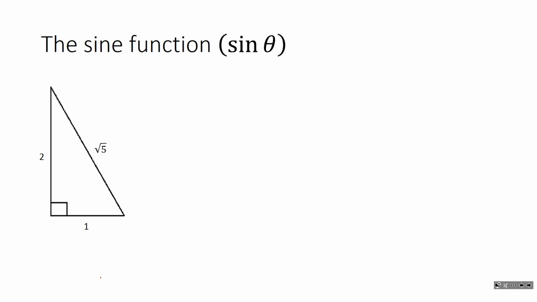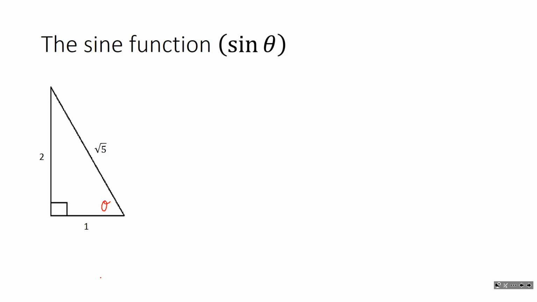We'll look at the first of what will turn out to be 6 trig functions. The sine function, abbreviated SIN, will be done in the following way. Well, let's first choose an angle theta. I'm going to choose the one down here. I could have chosen the one on top.